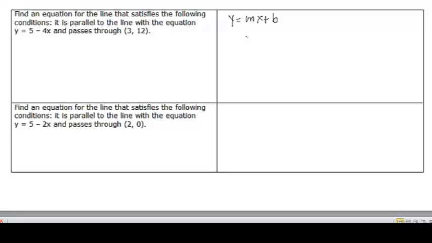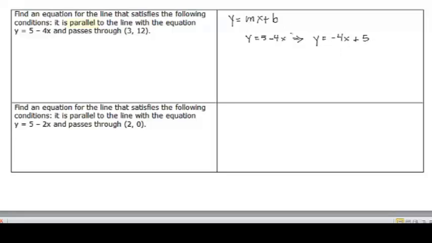So we go ahead and write the formula that they give us. And first thing I'd like to do is to change this formula into something that's more familiar. Since our formula says y equals mx plus b, I want to change this to y equals negative 4x plus 5. So now it looks exactly like my original formula. And I go ahead and keep going.